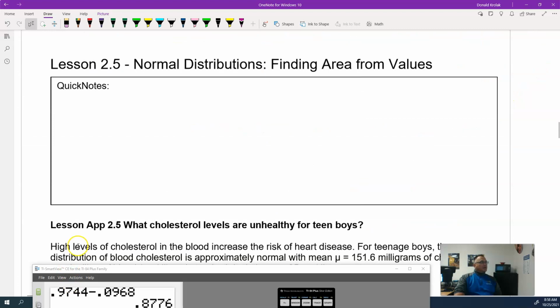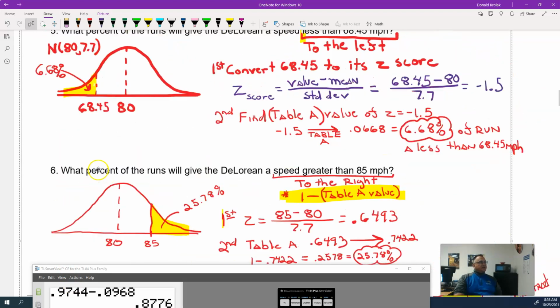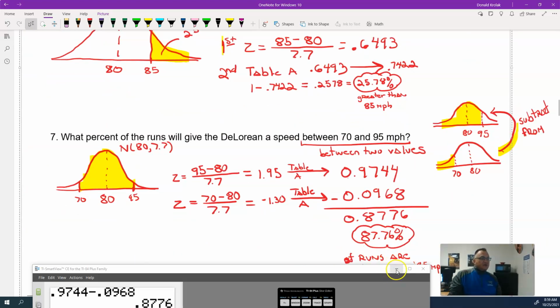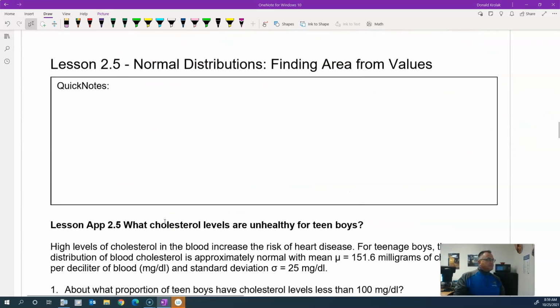Okay, so all we're going to do is just summarize these three things, and then that's it for today. We'll finish these tomorrow. Okay, so we got to the left, okay, to the right, and in between.